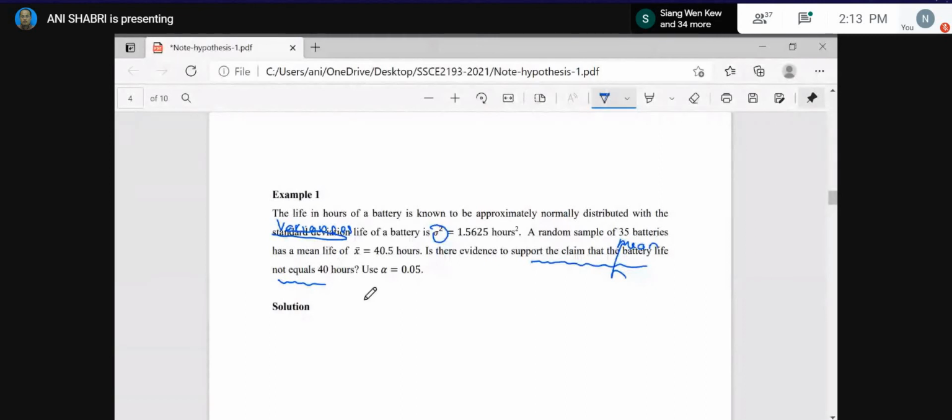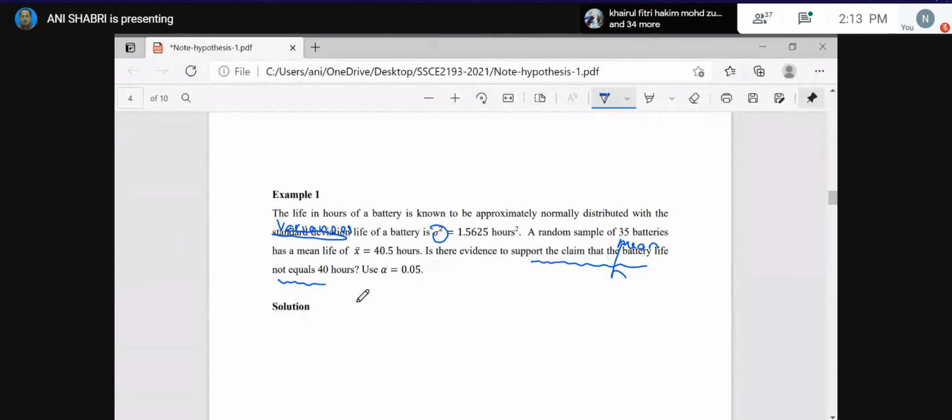The first one, you must write what is the hypothesis. The null hypothesis is mu equals 40. H1: mu not equal 40. Okay, understand for this one. The first step. Faham tak langkah pertama?